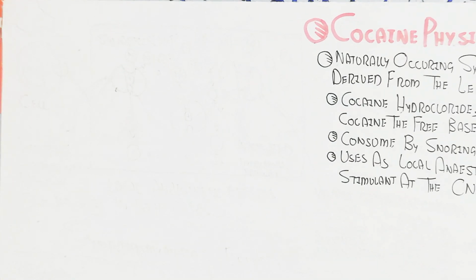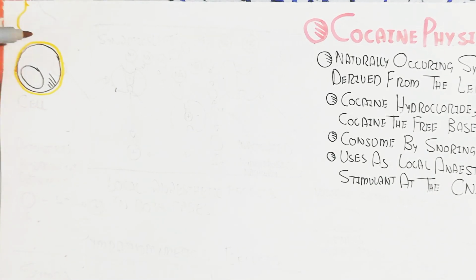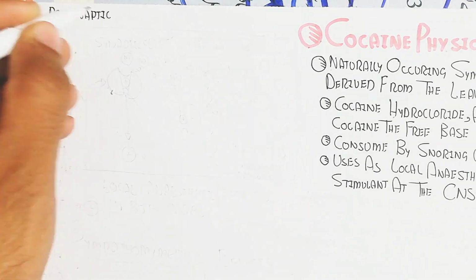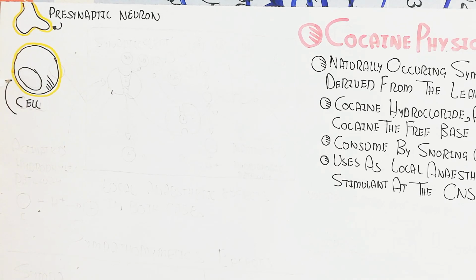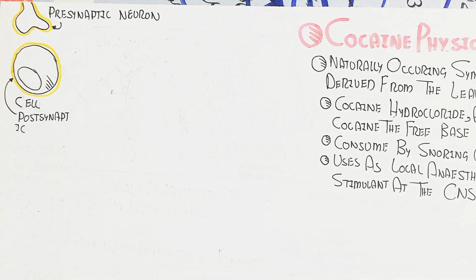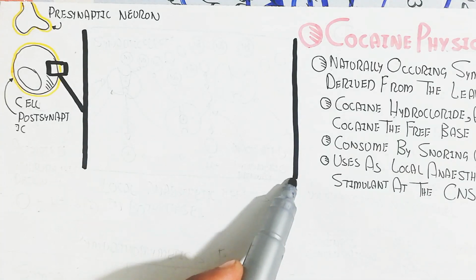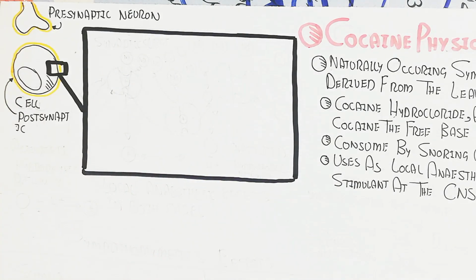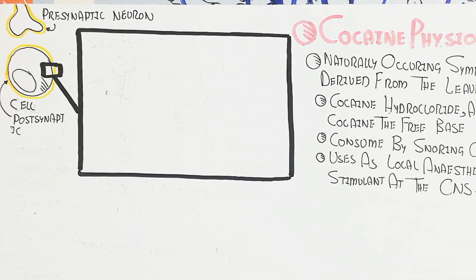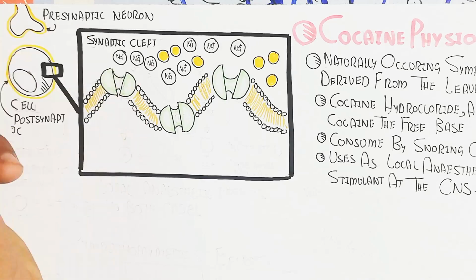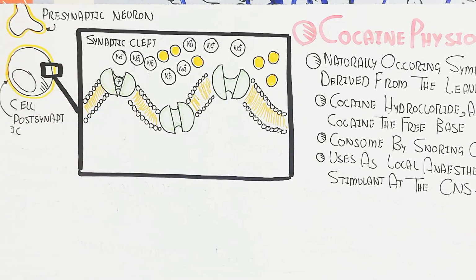Let's first understand the presynaptic neuron and the synapse between the two cells. For example, this is a postsynaptic cell, like a neuron or another type of cell, while this is a presynaptic neuron. The postsynaptic neuron will be inhibited by the binding of cocaine at two sites. For example, this is the plasma membrane, the synaptic cleft is here, and this yellowish color is the cocaine.